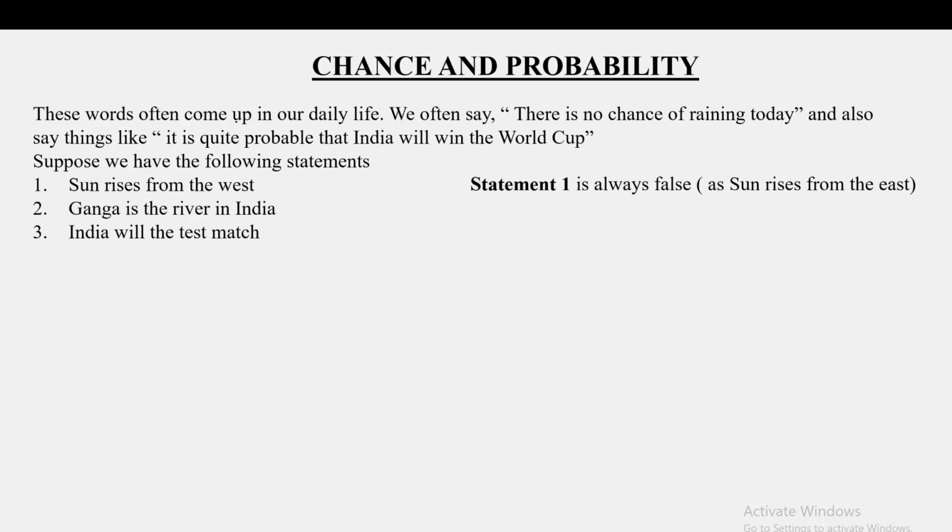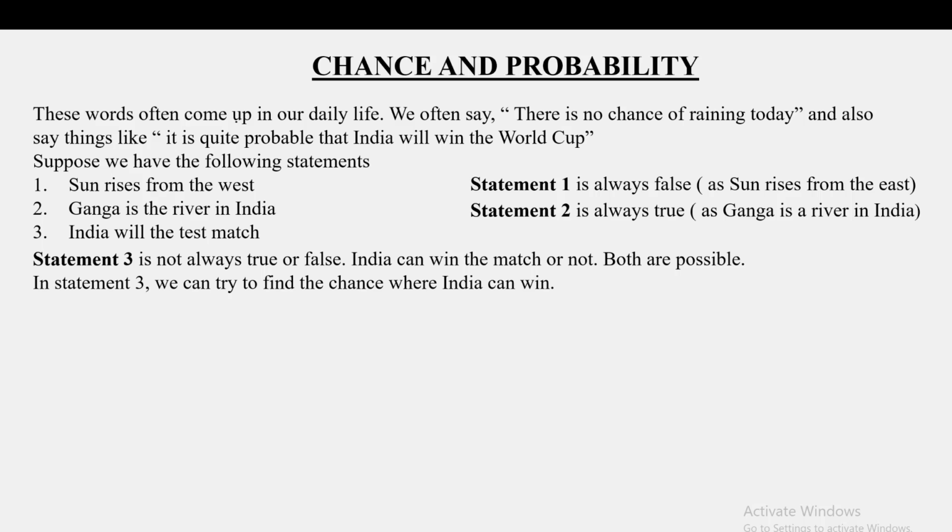Of the statements, we can say statement 1 is always false because the sun rises in the east. The second statement is always true because Ganga is a river in India. Statement 3 is not always true or false. India can win the match or not. Both are possible. In statement 3, we can try to find the chance that India can win.